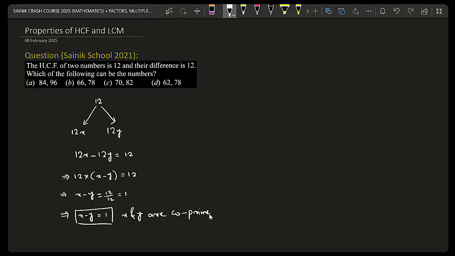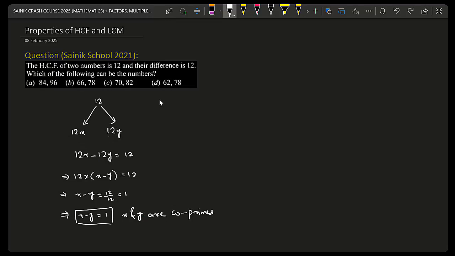Because suppose x and y are not co-primes, that means they have a common factor greater than 1. That common factor will also multiply into this 12, and the HCF will be more than 12. But we want the HCF to be 12 only. For that reason, x and y are co-primes.